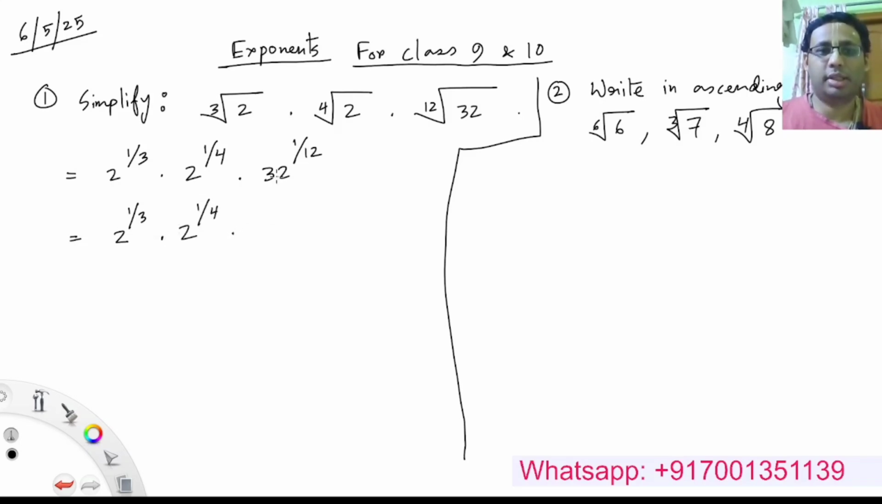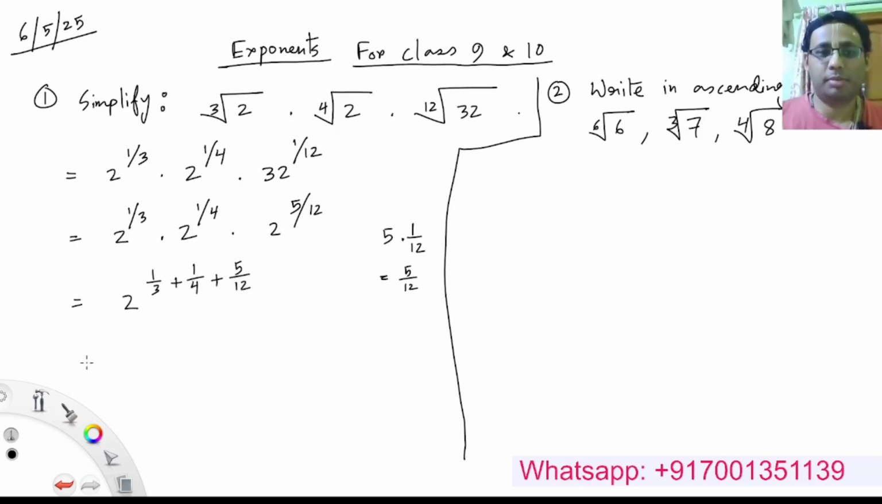You cannot do anything. 32 is 2 to the power 5, yes or no? 2 to the power 5, and then to the power 1 by 12, because 5 into 1 by 12 means 5 by 12 will come. So now you know, when the base is similar, the powers will be added. So 2 to the power 1 by 3 plus 1 by 4 plus 5 by 12.